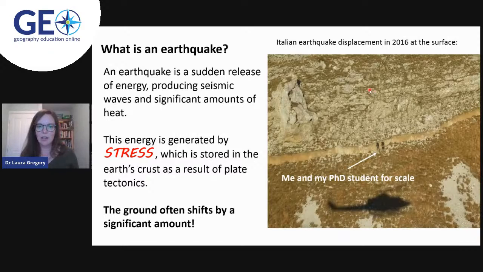And then also we get this shift in the ground. We can often see the movement in the ground at the surface of the Earth. Here is another photo of that same fault line that we saw in the very first image in Italy. This big stripe going across the ground is the motion that happened in one earthquake in 2016. And there's me and my PhD student for scale standing next to it. The total movement of the ground was about the same height as us, and that happened in a few seconds. That's also part of the energy, just the shifting of the ground that's released.